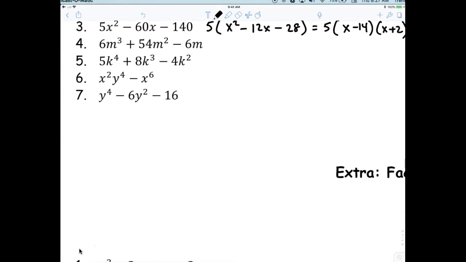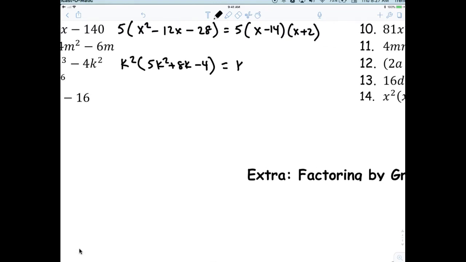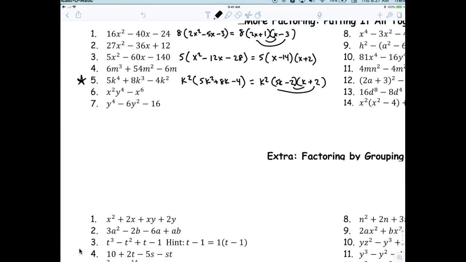All right. Okay, number 5 is important. What are we factoring out? k squared. Good job. k squared. I'm left with 5k squared plus 8k minus 4. Is everybody happy with that? Everybody good? Yes. All right. So now I have k squared, open 2 sets of parentheses, 5k, k, 2, 2, and 10 makes 8 if 10 is positive and 2 is negative. Okay, that's honestly as hard as it is. All right. If you're good with number 5, you're in pretty good shape.